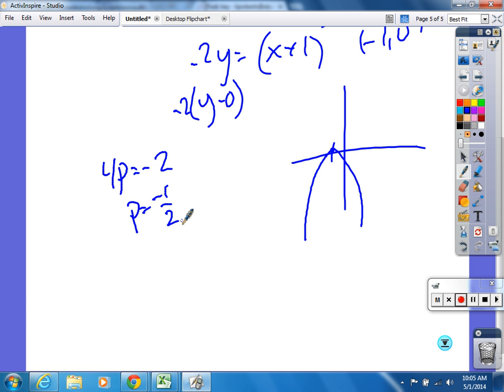All right, so I'm going to go up a half and down a half. It doesn't matter if it's negative or not. The negative basically made it flip down, right? The p-value is the distance, so we just take the absolute value to move around. Does that make sense? So I come in a half. My focus would be at -1, -1/2. That is my focus. Everybody understand that?